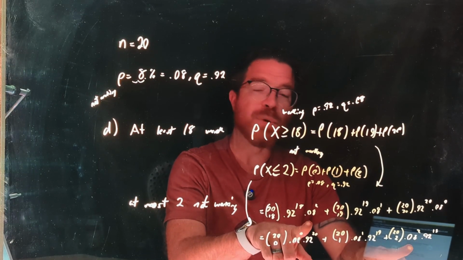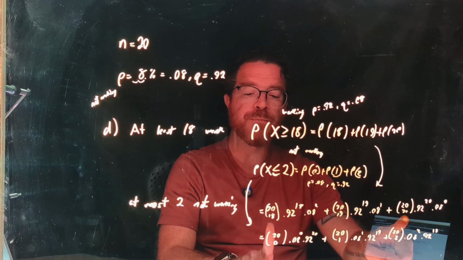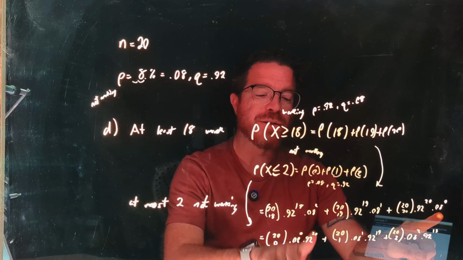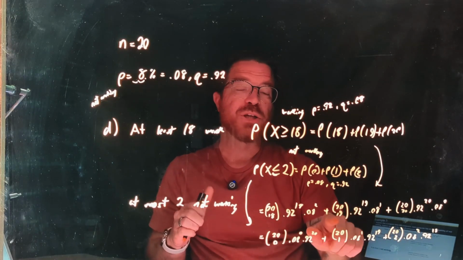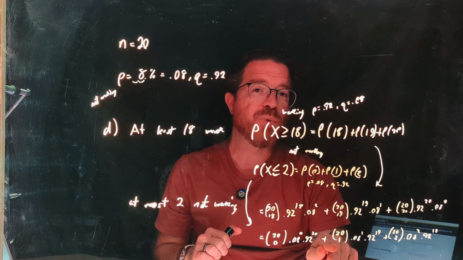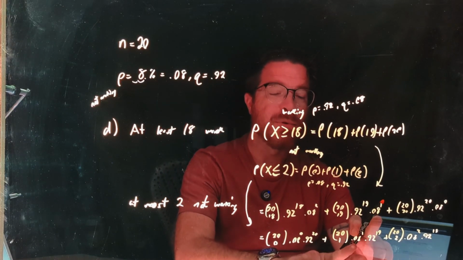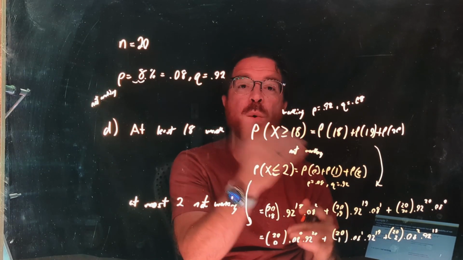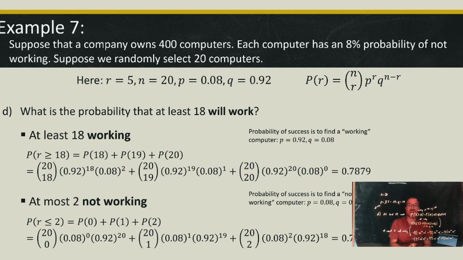0.92 to the 18, 0.08 squared. These two are going to be the same, because 20 choose 20 is 1. 20 choose 0 is 1. You got 0.08 to the 0 power. You got 0.92 to the 20th power. And then, of course, these two are also the same, because 20 choose 19, that's n minus 1. 20 choose 1, these are both going to be 20. 0.92 to the 19th power, 0.08 to the 1 power. So if you actually look at it, they're calculating the same thing, whether you go from a working or not working point of view. And then, of course, if you look at the slides, you can actually see how we set these calculations up, just like we did.